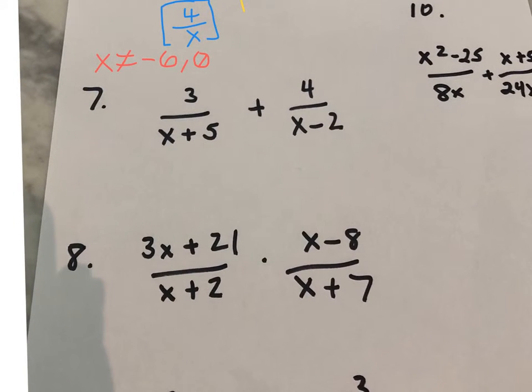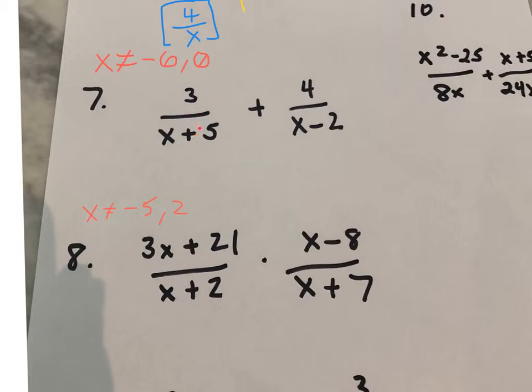Problem number 7, I'll actually keep starting with the restrictions. It's good to be consistent in what order you do things. So we'll say x is not allowed to be negative 5, and x is definitely not allowed to be 2 for all of the aforementioned reasons.